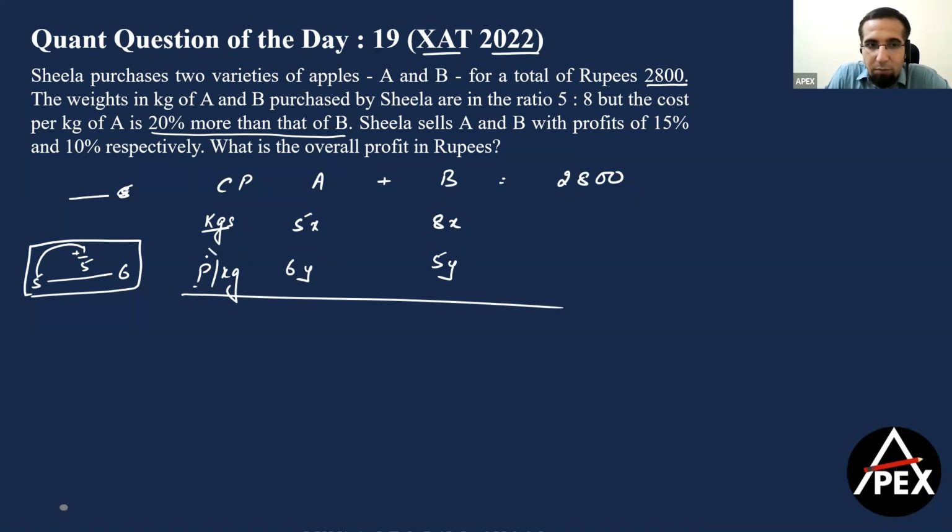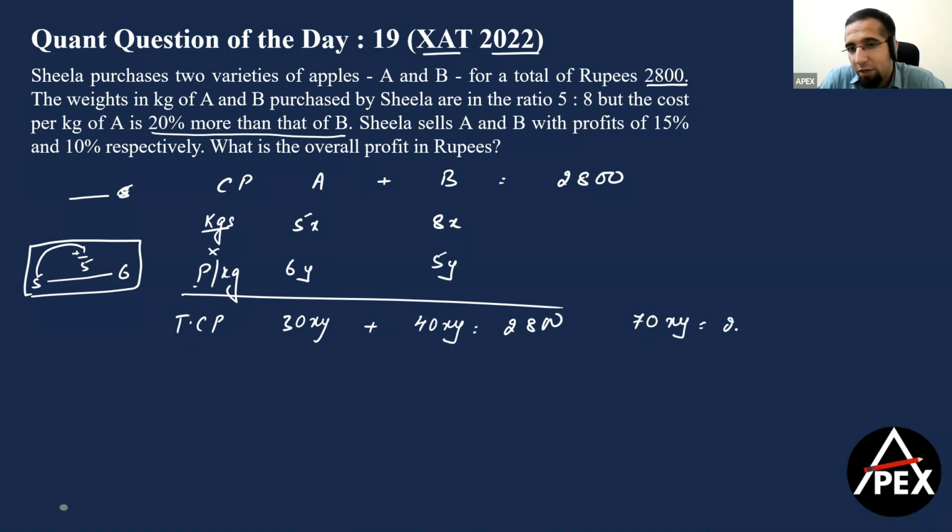So that price into the number of kgs will be my total cost price. My total cost price here becomes 30xy, and here my total cost price becomes 40xy, which is equal to 2,800. Or eventually we have 70xy equal to 2,800. The 0 gets cancelled, 7 ones are 7, 7 fours are 40, so we have xy equal to 40.